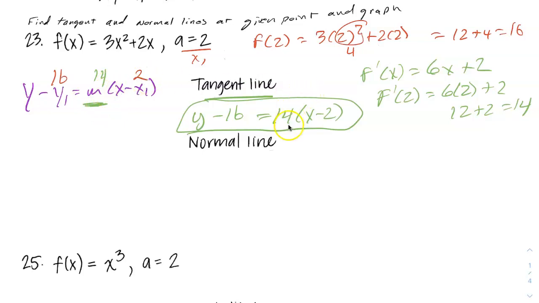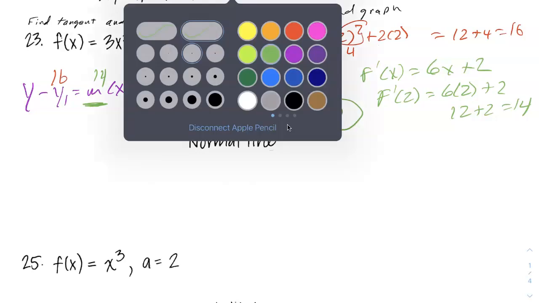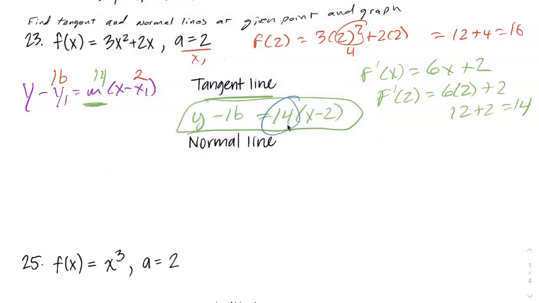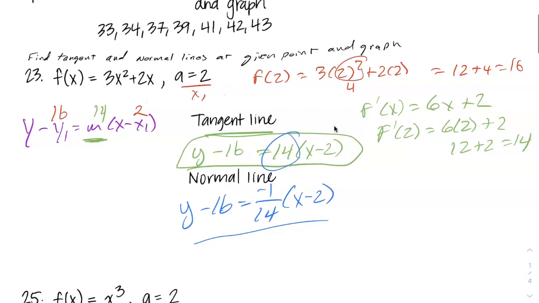And then the normal line is a perpendicular line. So all you have to do there is flip the slope. So y minus 16 equals negative 1 over 14 times x minus 2. Negative reciprocal slope. So there we go. I don't think I asked you to graph. Oh, and graph. We'll do a quick graph.